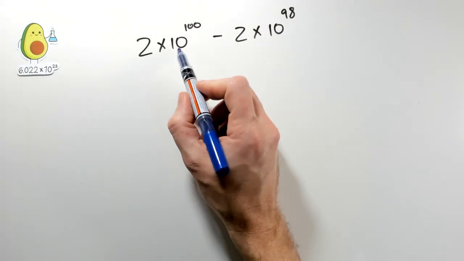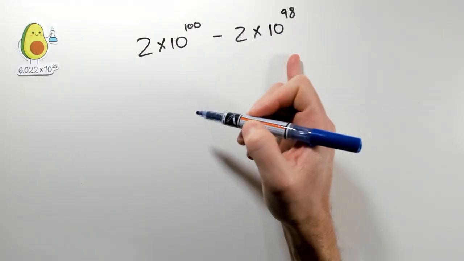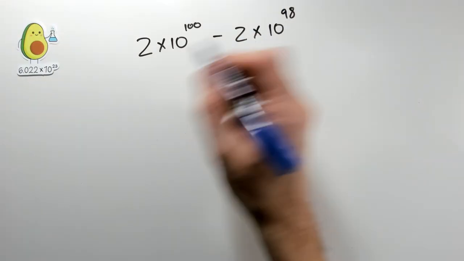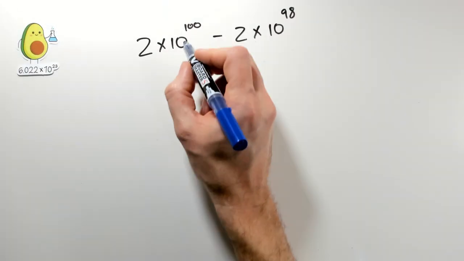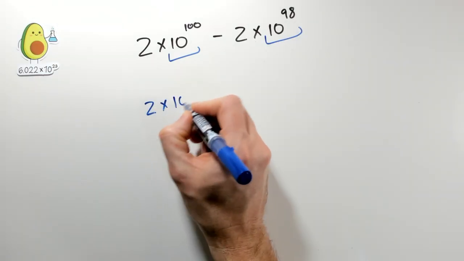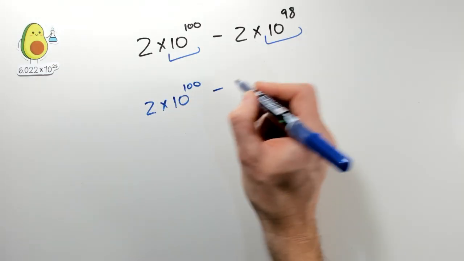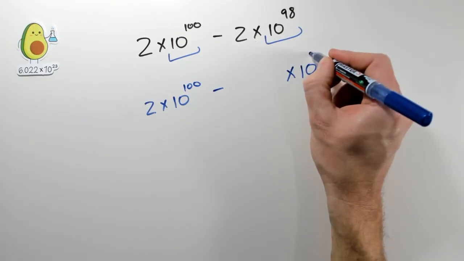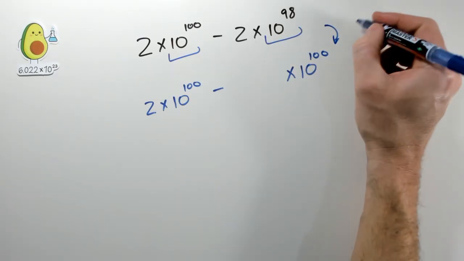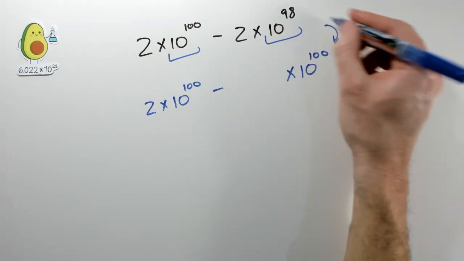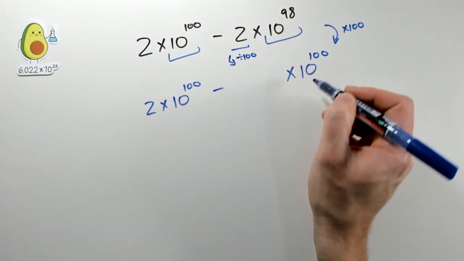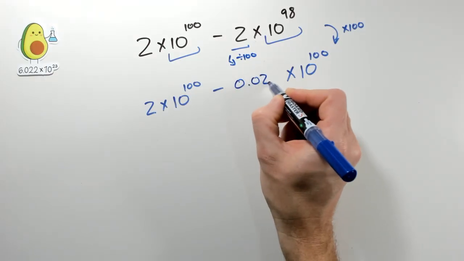So what I want to do here is find out which of these numbers is the bigger number, and then use that number as my reference one. I want to change the other number into the bigger number. So 2 times 10 to the power of 100 would be my bigger number, and I want to change this part to also 10 to the power of 100. So in order to get this, 98 has to go to 100. So I'm going to multiply by 100 to get there, and therefore this 2 will have to be divided by 100. And then I would get 0.02.